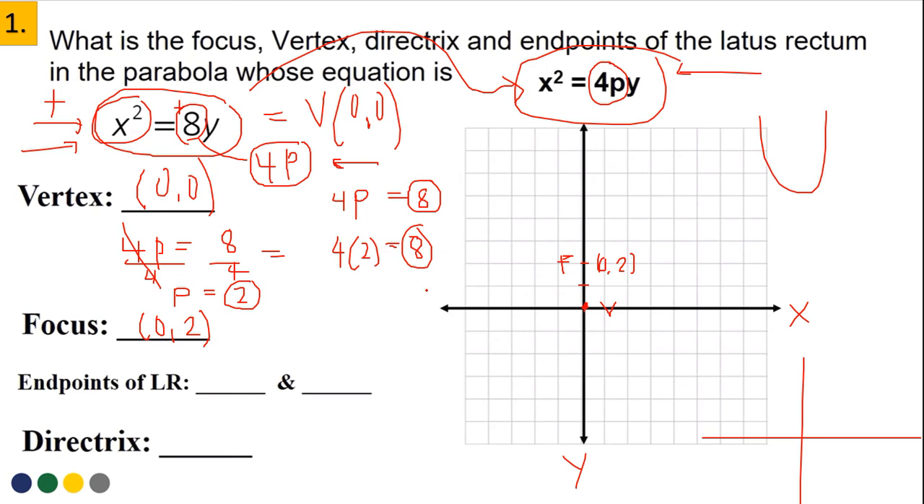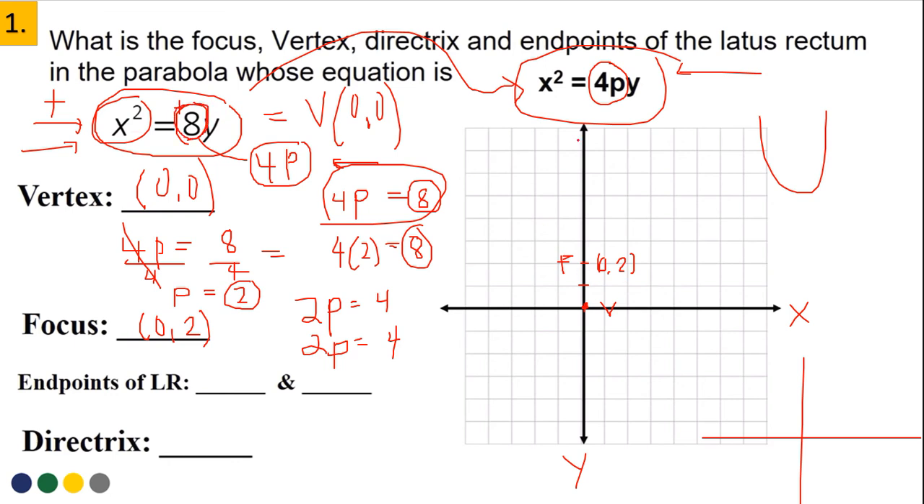So, ibig sabihin po, hinati yan sa dalawa. So, nakuha natin yung 4P, di ba? Which is equal to 8. Kaya, kung kukunin natin yung 2P niya, magiging 4. Yung isang 2P niya, magiging 4 din. Kasi di-divide sa 8. Yun lang po yung endpoints niya. Ibig sabihin po, pag nakuha mo na yung 4P, divide mo lang sa 2.